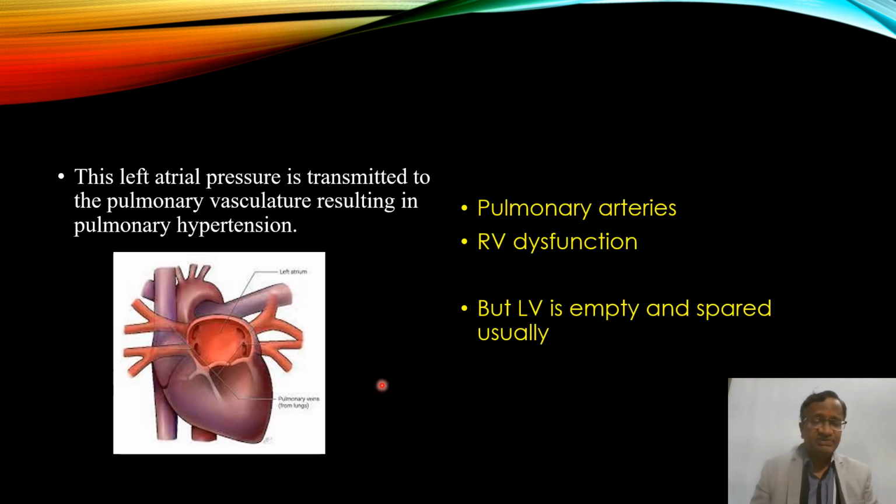Now, this is about dilatation of the left atrium. The pressure can be transmitted back from the LA to the pulmonary vasculature and cause pulmonary hypertension. Slowly the pulmonary arterial hypertension goes into RV dysfunction. But here in mitral stenosis, usually the LV is empty and spared.